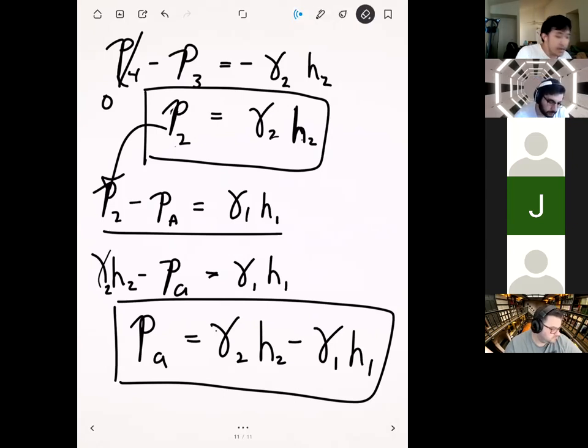The question in the chat is, how are P2 and P3 the same? It was answered in the chat: because they're at the same height, they're at the same pressure. That part might have gotten cut off due to the lag, but even if you're in different fluids, as long as you're at the same height, you have the same pressure. As long as you're in the same container, it doesn't matter if you're changing between different fluids: same container, same height, same pressure.